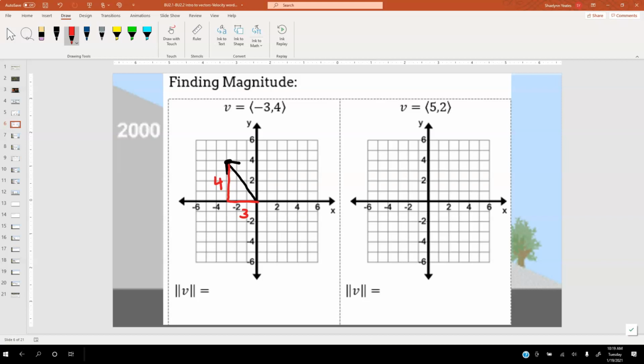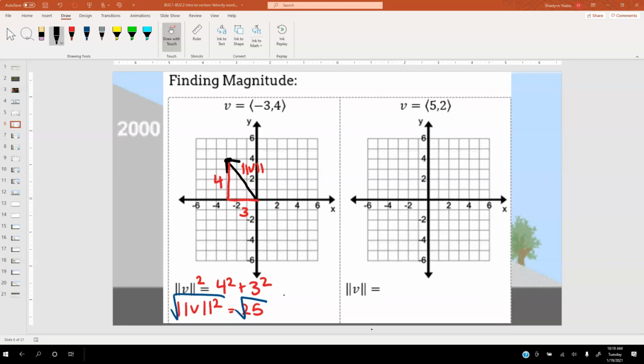So the magnitude is going to equal the square root. Well, remember that this is my magnitude. So if I do magnitude of v squared equals 4 squared plus 3 squared, this is the Pythagorean theorem, then I get the magnitude of v squared equals 25. So if I take the square root of both sides, I end up with the magnitude of v equals 5.